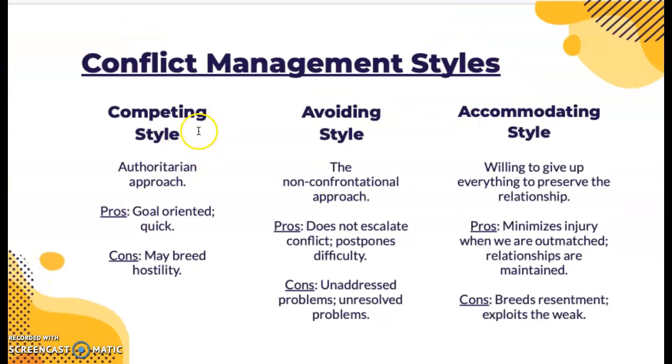So here's our conflict management styles, and we got some pros and cons. So your competing style, your shark, it's your authoritarian approach. So your pros, it's goal-oriented, it's quick because they know what they want, but it may breed some hostility and cause some tiffs between relationships. Your avoiding style, your turtle, non-confrontational. The pros are it doesn't escalate the conflict because you just want to avoid it, but there's unaddressed problems and unresolved problems. There's your accommodating style, your teddy bear. You're willing to give up everything in order to preserve the friendship, to minimize the injury. The relationships are maintained, but people can resent you for that and exploits the weak.